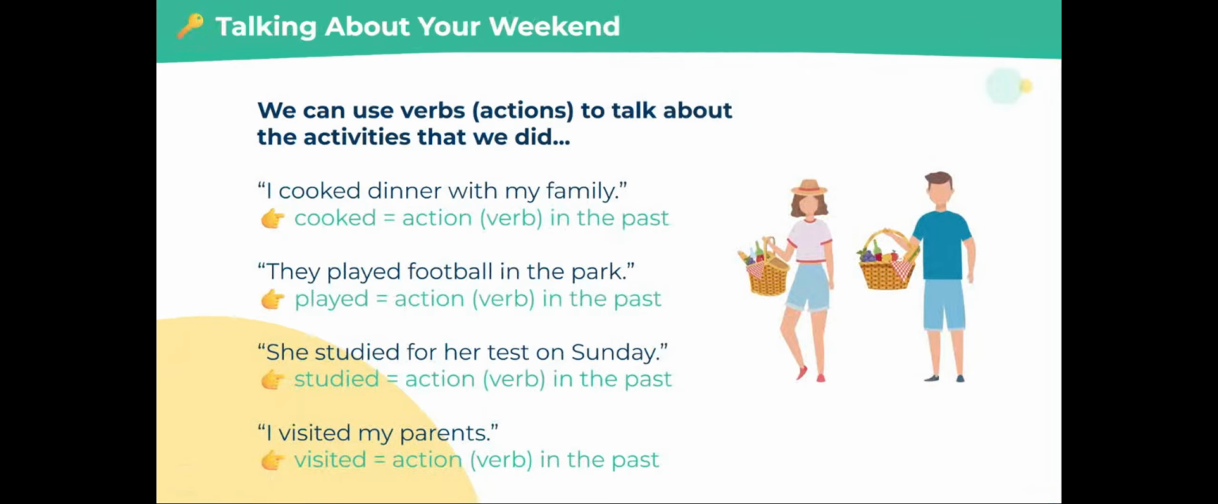Well, let's have a look at some verbs in action. So we can use verbs, actions, to talk about the activities that we did. Let's check our first example. I cooked dinner with my family. Cooked. This is an action verb in the past. They played football in the park. Played is an action verb in the past. She studied for her test on Sunday. Studied, again, is an action verb in the past. I visited my parents. Visited, action verb in the past.